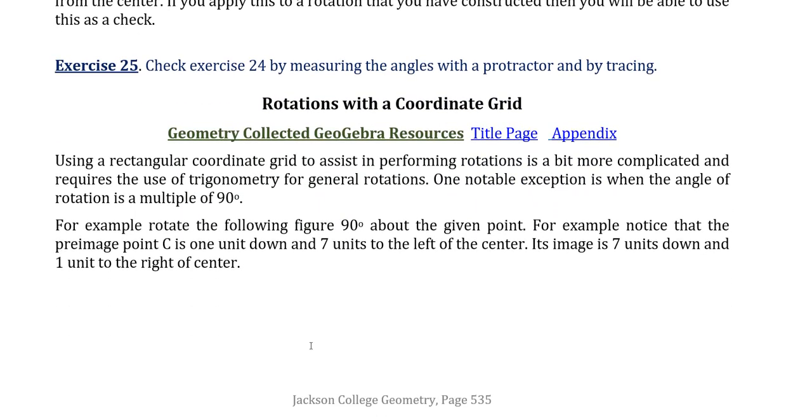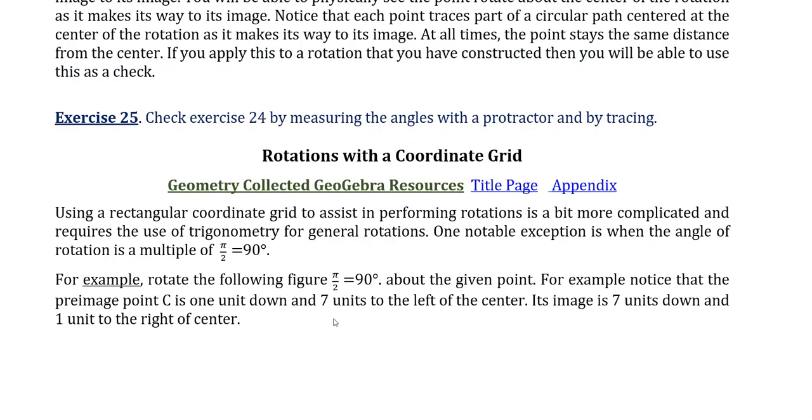All right, how about with a coordinate grid? Well, it turns out it's kind of difficult to use a coordinate grid as any help with rotations, but there are a couple exceptions. And one of the exceptions is when the angle is a multiple of 90 degrees, or a multiple of pi over 2 radians. Okay, so for an example, let's rotate the following figure 90 degrees, pi over 2 radians, about the given point. That's a positive 90 degrees.